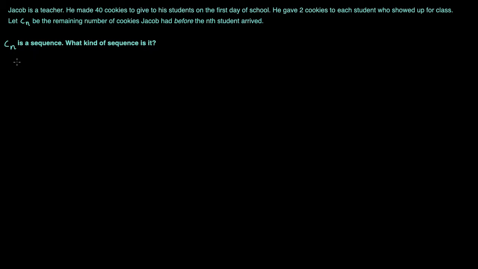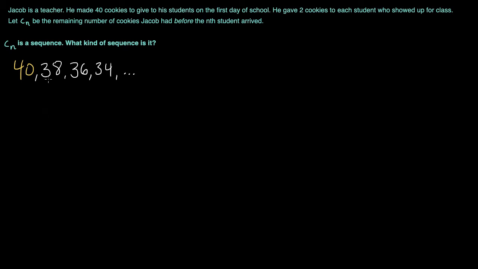Jacob is starting with 40 cookies. So I'm going to write that out. We have 40 cookies here. And then Jacob is giving 2 cookies to each student who shows up for class. So Jacob has 40 cookies before any students walk in the door. And then after one student walks in, he's given away 2 cookies. So then he has 38 cookies. And then as soon as the next student walks in, he gives away 2 of them. So then he has 36 and then 34 cookies and so on, giving away 2 cookies as each new student walks through the door. So we have our starting value here, which is 40.